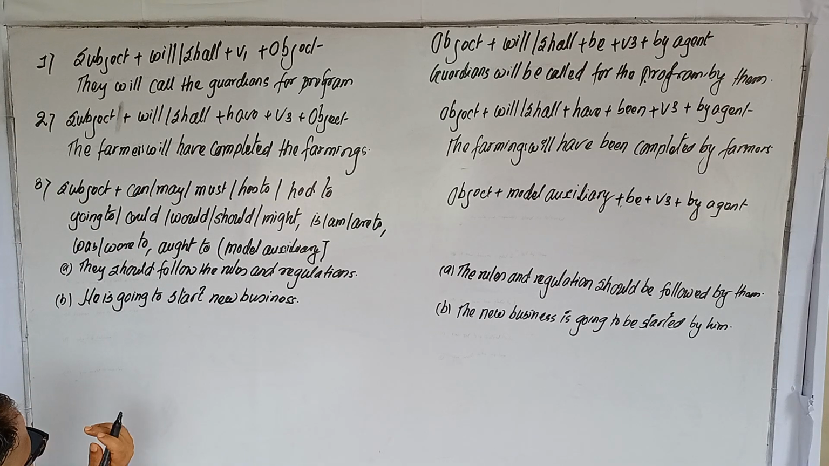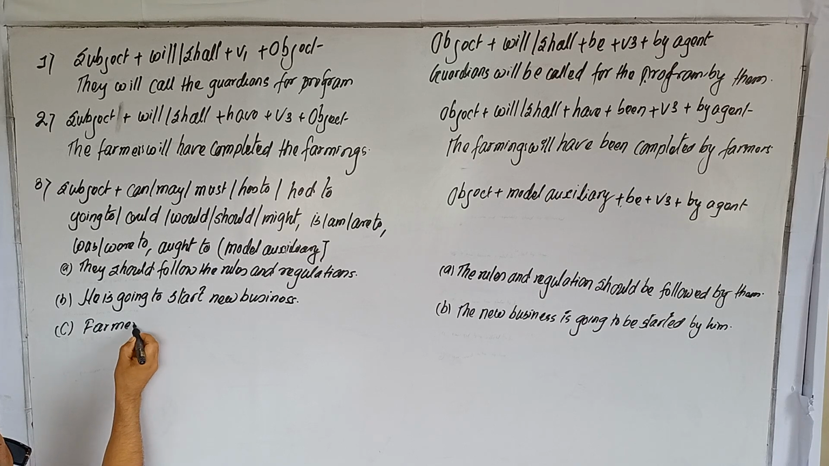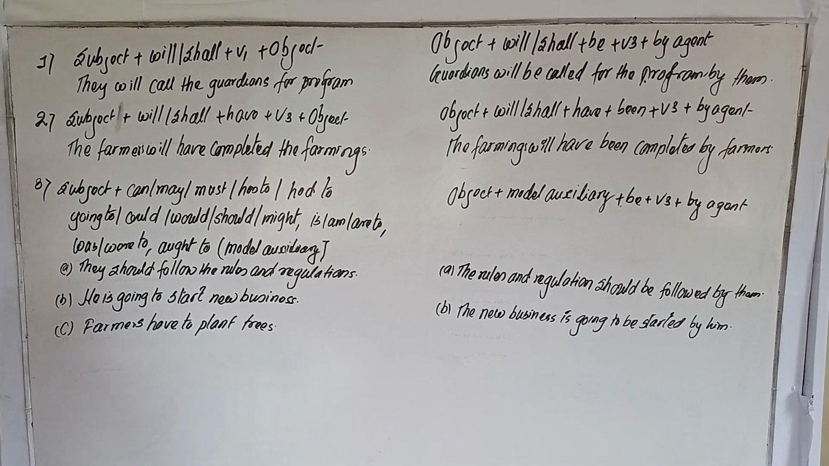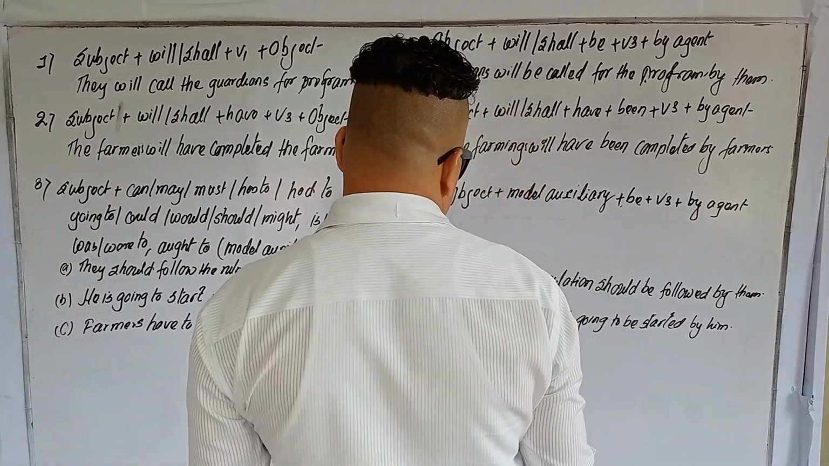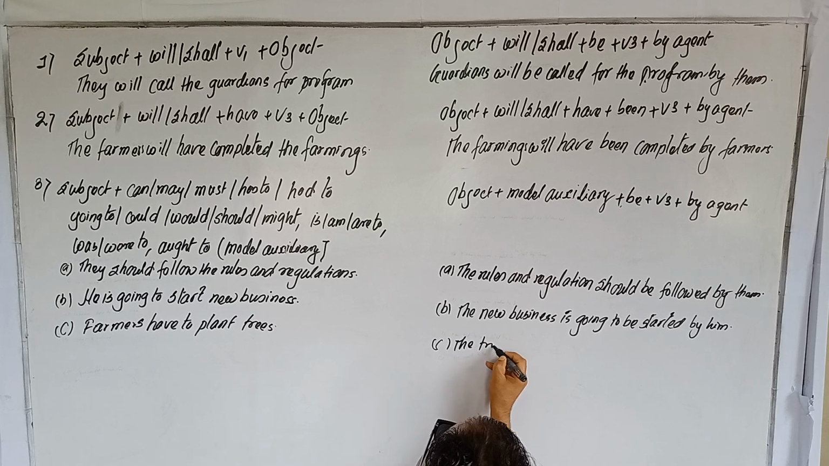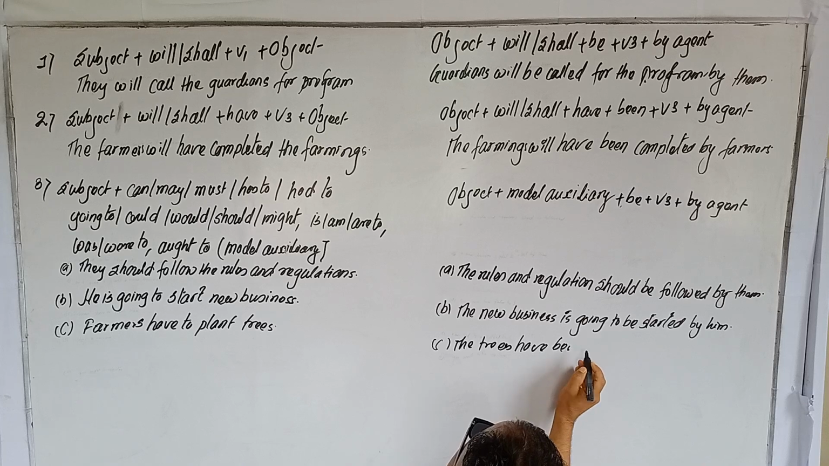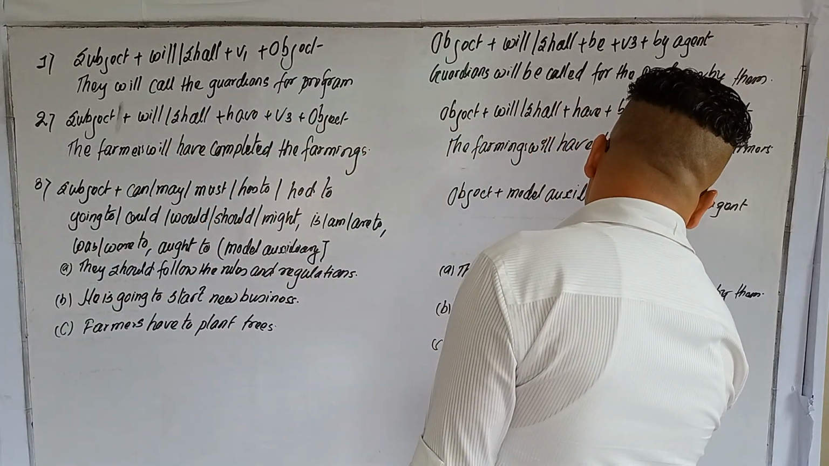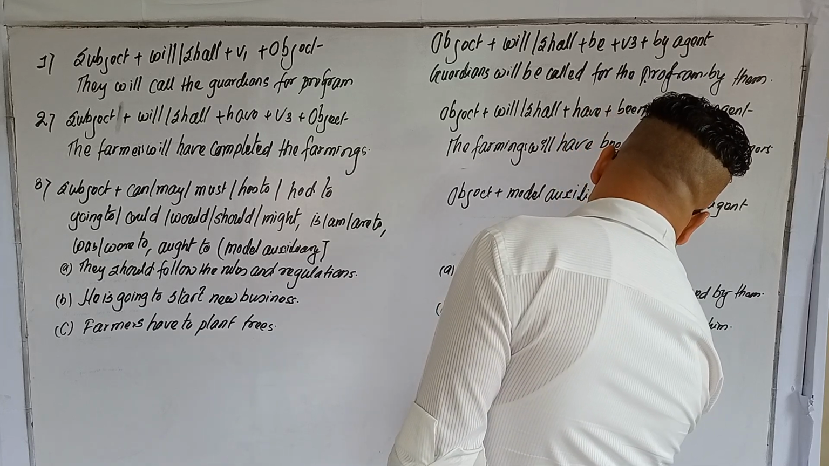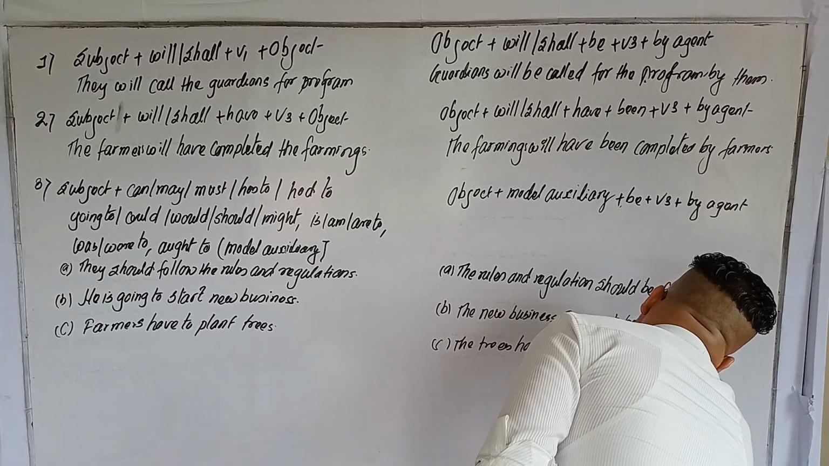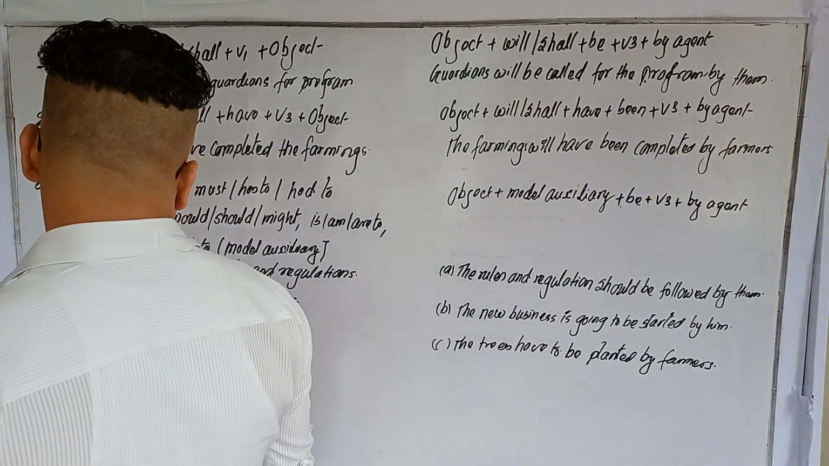Number C. Farmers have to plant trees. Okay. The trees have to be planted by farmers. All right. See, the farmers have to plant the trees.